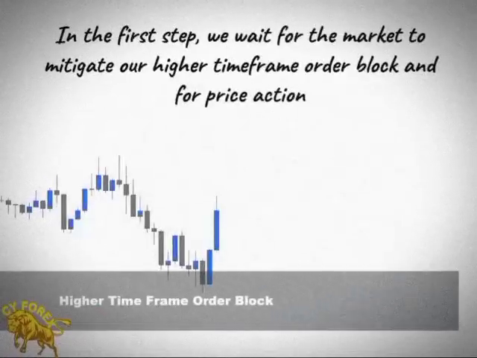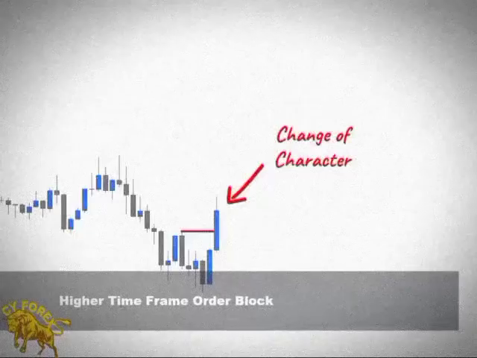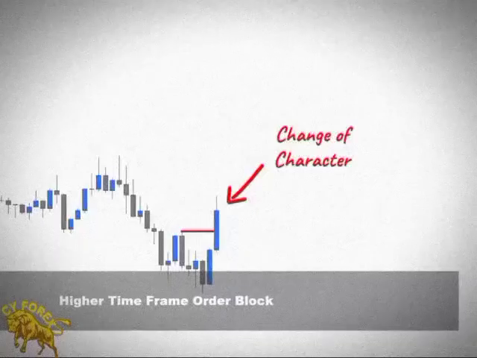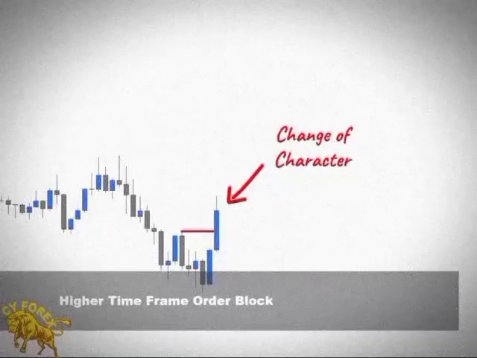In the first step, we wait for the market to mitigate our higher time frame order block and for price action to show its next move. Now, the first thing we are waiting for to appear is a change of character. A change of character signals that the short-term downtrend is over, and the price can start to move to the upside. So, after the market makes a change of character, that is when we look to execute our trade.